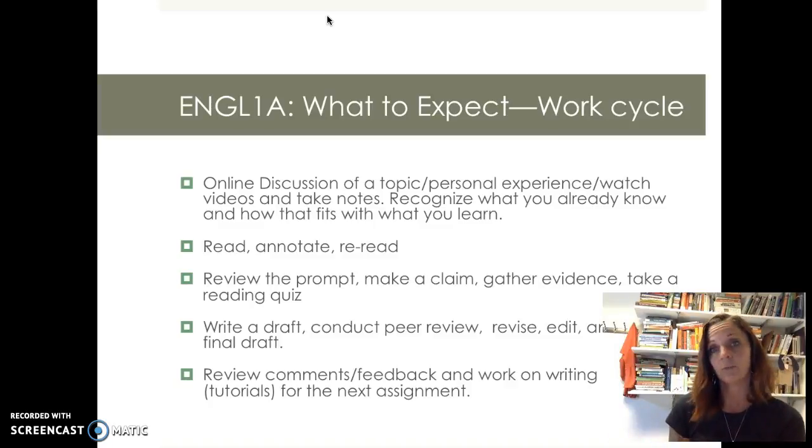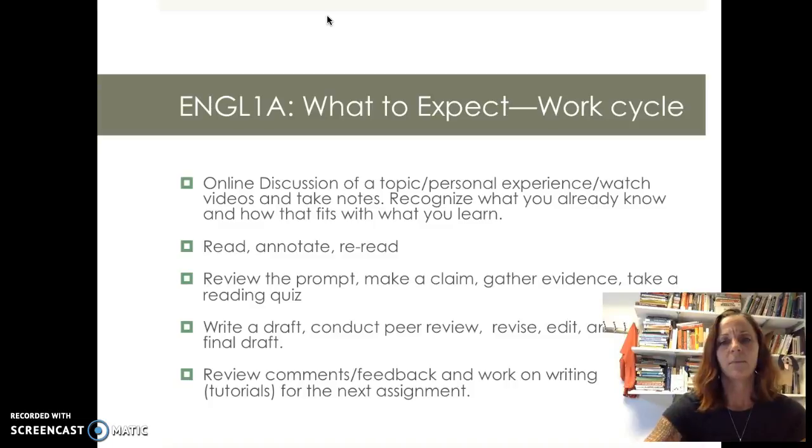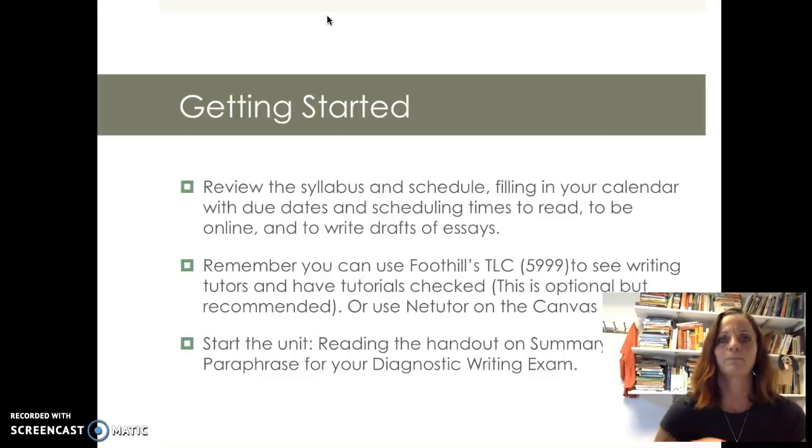And then you'll look at the comments I give you, review those, make some changes sometimes if you're going to revise the paper, and/or maybe do some tutorials that I give you, and then go to the next paper. Sometimes there'll be some overlap, but most of the time that's the cycle as it'll go through each unit.